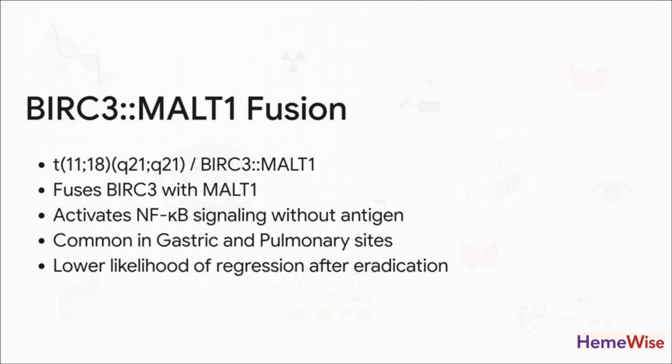A crucial turning point here is the BIRC3/MALT1 translocation, which results from a t(11;18) chromosomal rearrangement. This is literally one of the most defining mutations in MALT lymphoma. It fuses BIRC3 with MALT1, and that constitutively activates NF-κB signaling. This is the exact mechanism allowing that B cell to survive without any outside antigen stimulation. Clinically, this is massive. If your patient has this translocation in gastric MALT, throwing antibiotics at them alone will likely fail because the lymphoma no longer cares whether the H. pylori is gone or not.